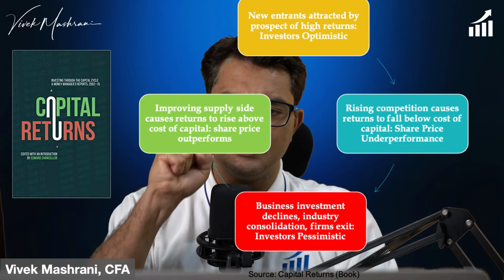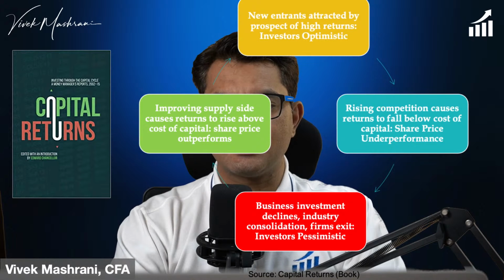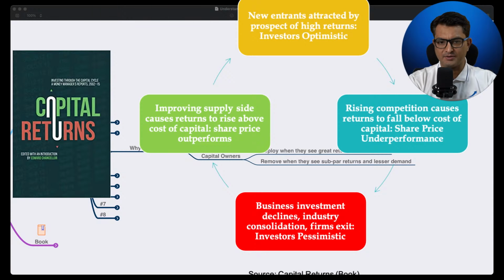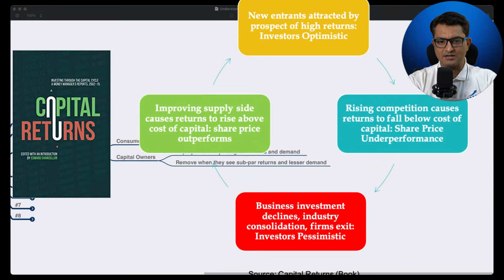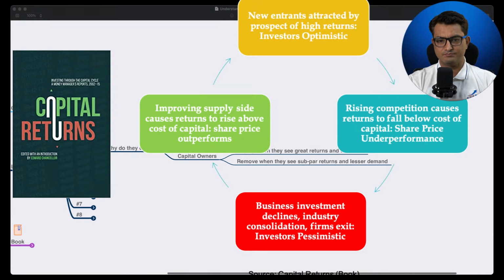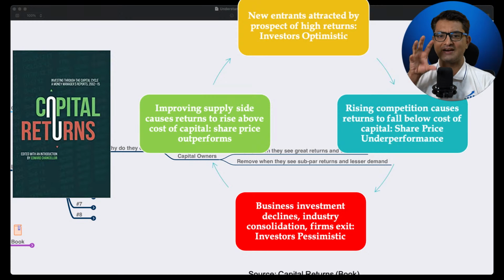So what happens is, this is from the perspective of capital owners, right? From the perspective of capital owners, they want to deploy money when the returns are good and the potential of the things is good, and they will remove the capital from an industry when things are not moving fine. So if you go to the top orange quadrant, you see that new entrants are attracted by a sector where there are high returns possible. So all the investors are optimistic about that sector, about that industry.